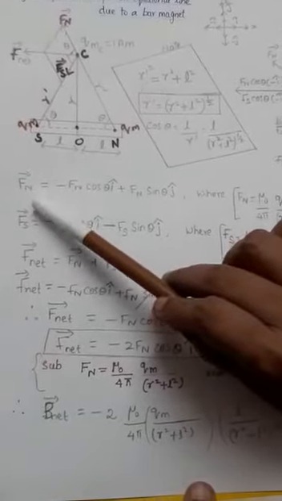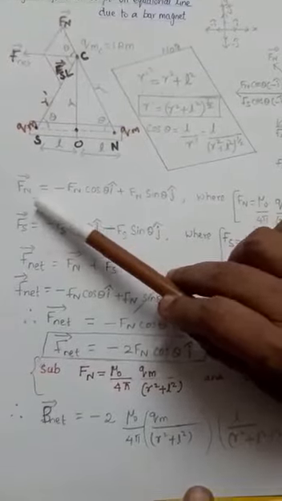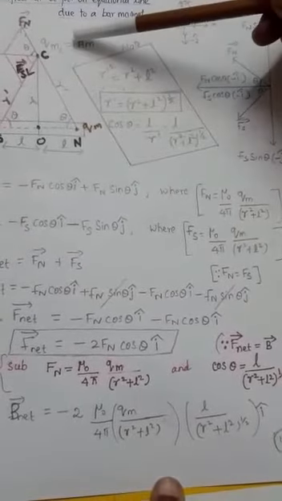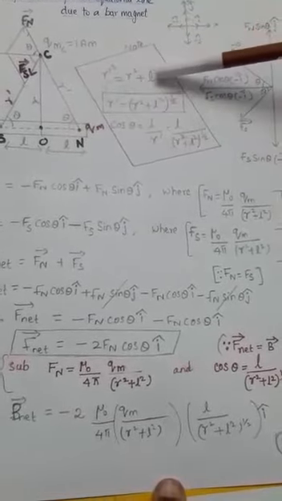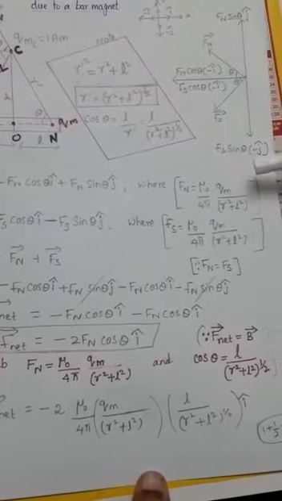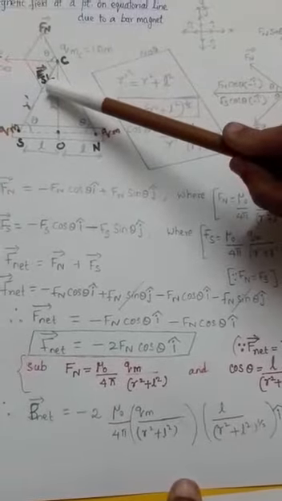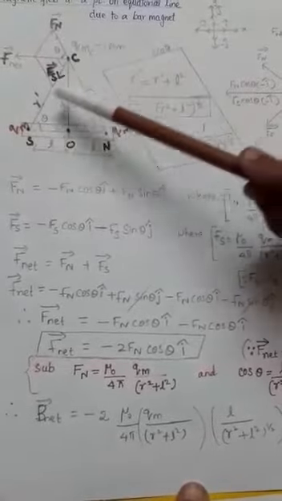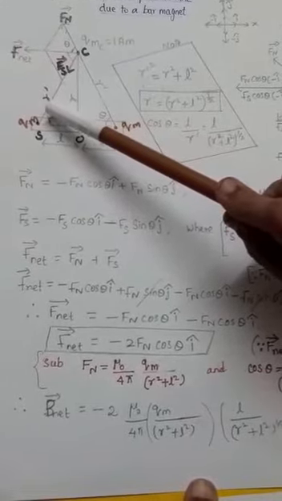You have to find the magnitude of the Fn vector by applying Coulomb's inverse square law. So Fn is equal to mu naught by 4 pi into the product of the pole strengths Qm and Qm' into 1 divided by the distance squared, r'^2, which is r^2 plus L^2. So you got the Fn value. In the same way, to find out the Fs value, apply Coulomb's inverse square law, product of pole strengths into 1 divided by this r' value, r^2 plus L^2.